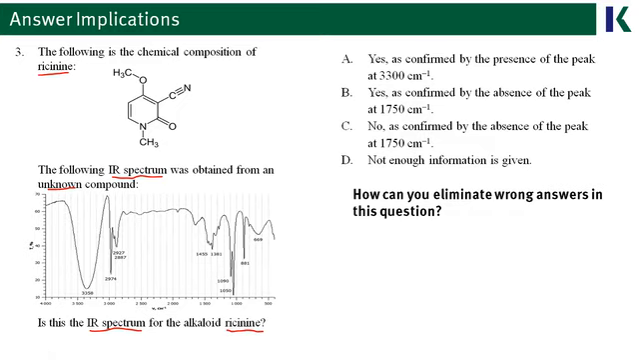So when we look at our answer choices, there's something interesting to note. Answer choice B and answer choice C are opposites of one another. B says yes as confirmed by the absence of the peak, and C says no as confirmed by the absence of the peak. These answer choices now are exact opposites. So if B is right, C can't be right. If C is right, B can't be right.